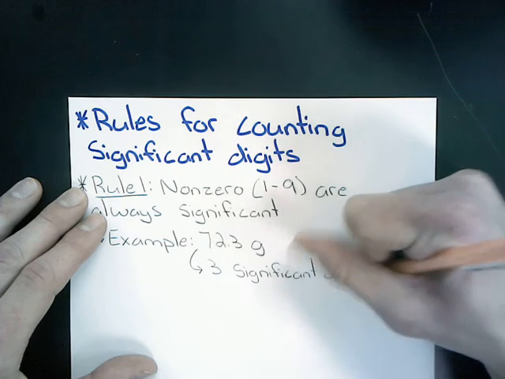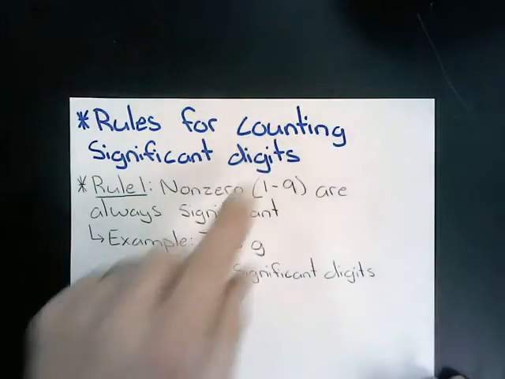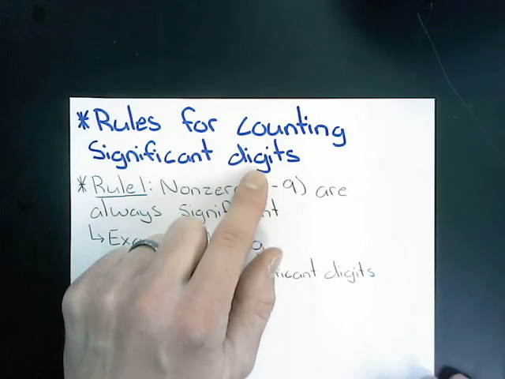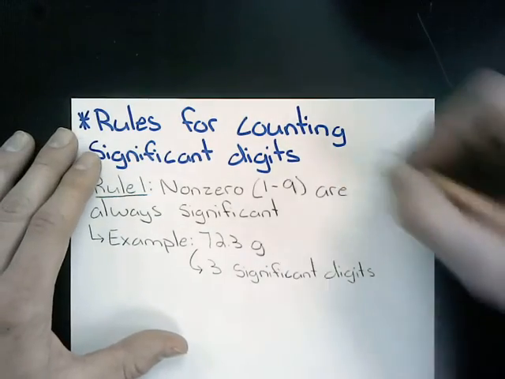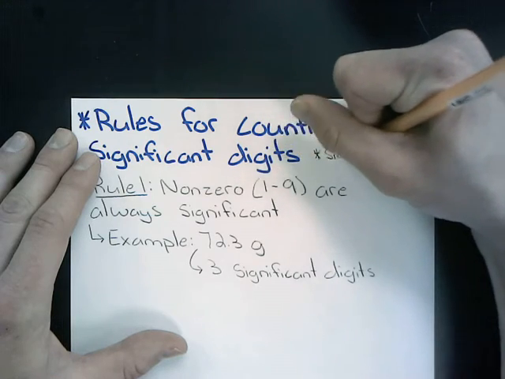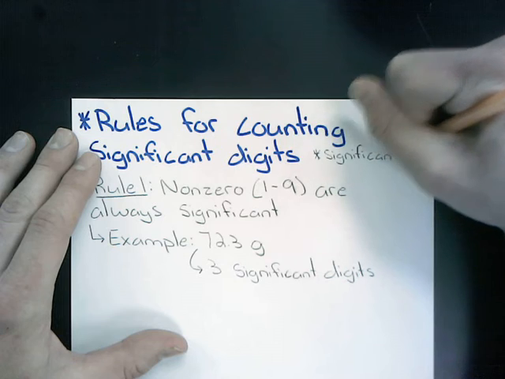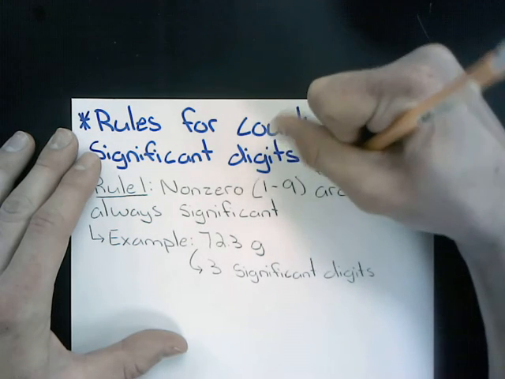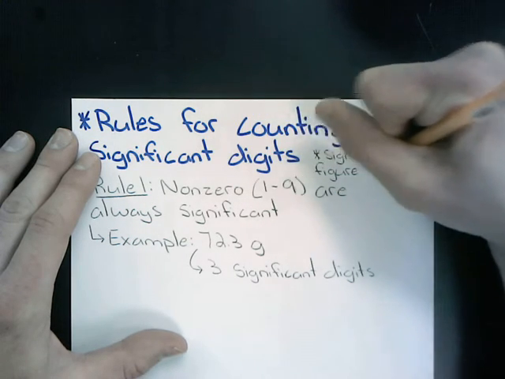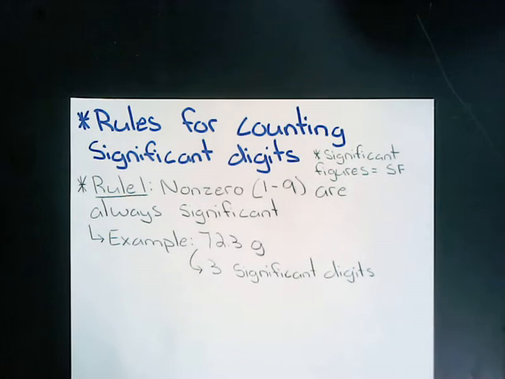Now, I should also note that I may abbreviate significant digits as SF. Just a side note here, if we have significant figures, I may abbreviate that as SF. We may use that in the future here. Okay, so that is rule number 1.